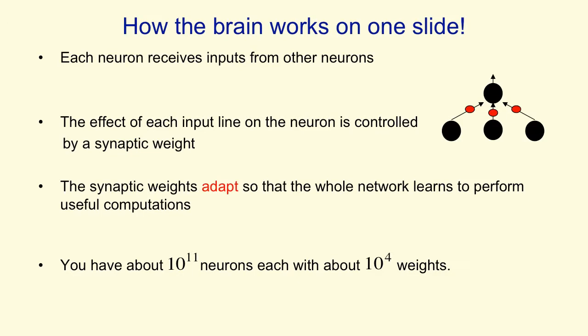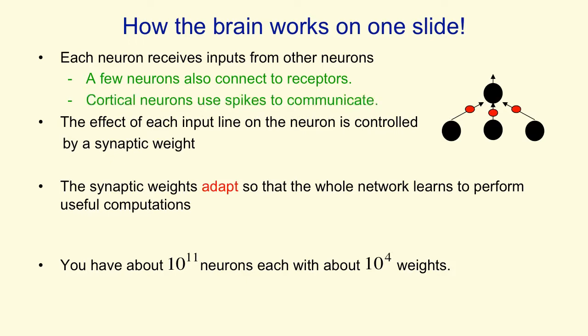So, all on one slide, this is how the brain works. Each neuron receives inputs from other neurons. A few of the neurons receive inputs from the receptors. It's a large number of neurons, but only a small fraction of them. And the neurons communicate with each other in the cortex by sending these spikes of activity.